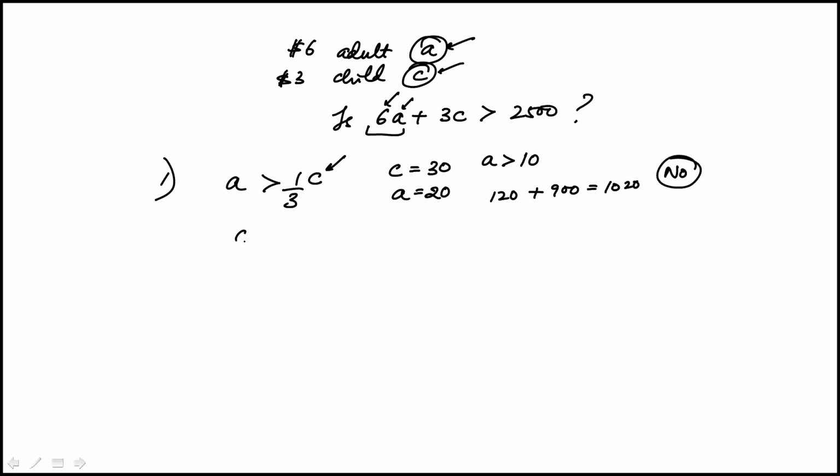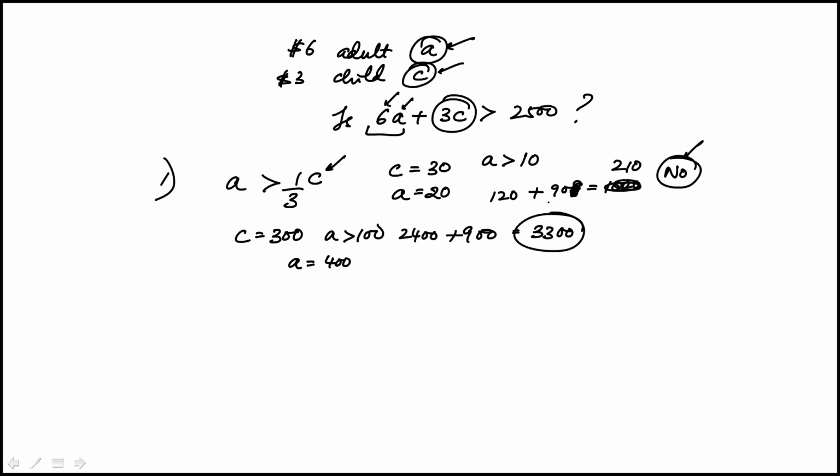If you need a yes, maybe we make C to be 300. A is greater than 100. Actually, you know what? This is 90 here. So it's quite low. But in either case, the answer is no. If I do 300, that becomes 900. And then I can pick any value for A. I could pick, for example, 400. So 2400. Now our revenue is indeed greater than 2500. So it's up to you if you want to do that.